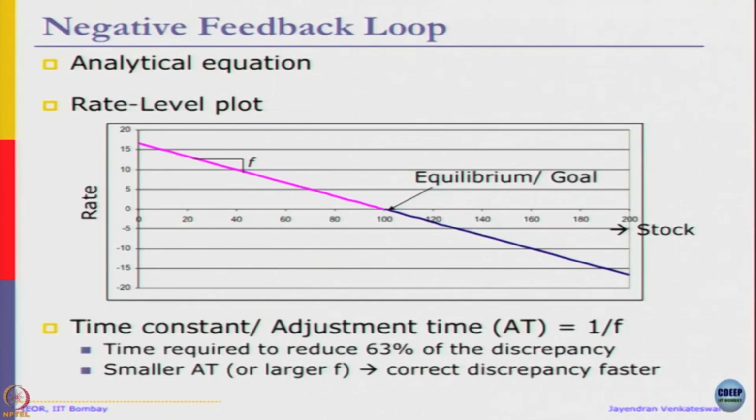Yeah, time constant: adjustment time is 1 over f, the time required to reduce 63% of the discrepancy. Smaller AT corrects the discrepancy faster, larger f corrects the discrepancy faster. We will stop here, and next class we will look at system compensation, when there are other uncontrolled variables in the system, how do you control it.